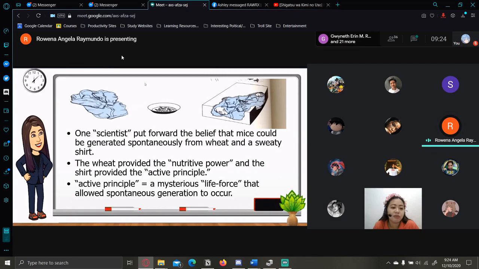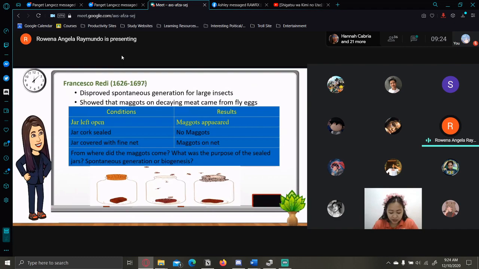But of course, our scientists, hindi sila naniniwala doon. So there are scientists who tried to disprove na hindi yan totoo. Hindi totoo na from non-living thing, magiging living things. So one of them is Francesco Redi. Francesco Redi tried to disprove the spontaneous generation theory.